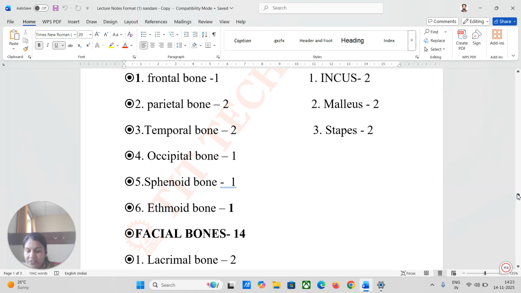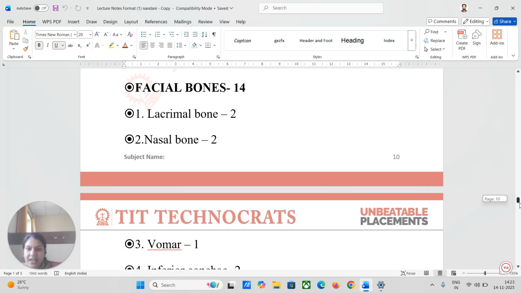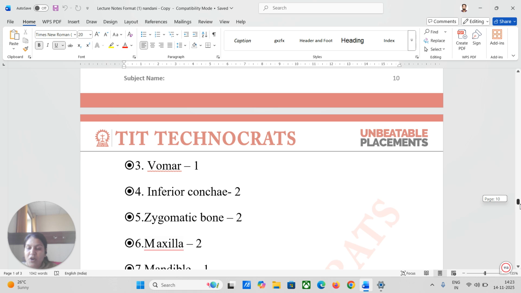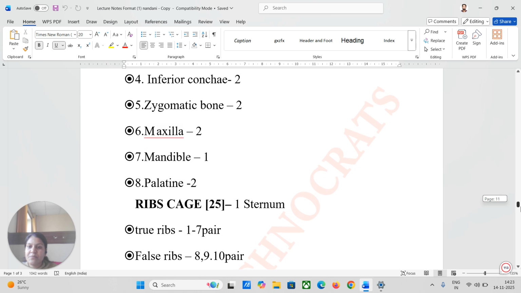Next, the facial bones are discussed, 14 bones. First, lacrimal 2 bones, then 2 nasal bones, 1 vomer, inferior concha 2, zygomatic 2 bones, maxillae 2 bones, mandible, and palatine.